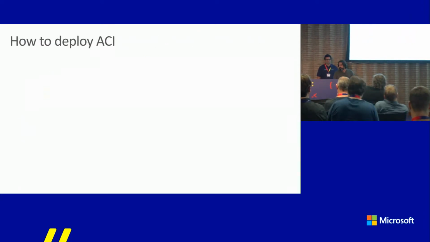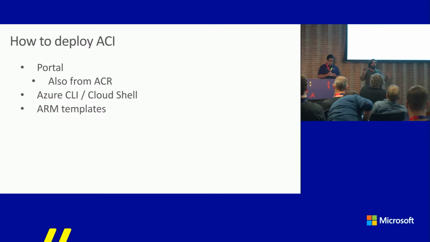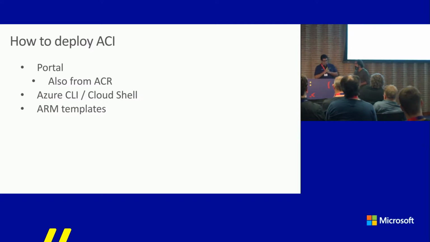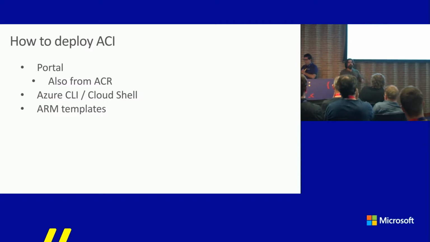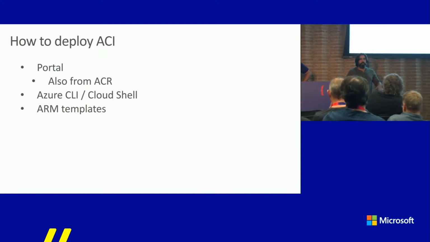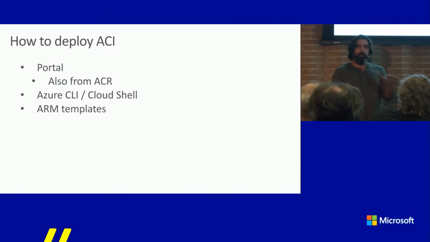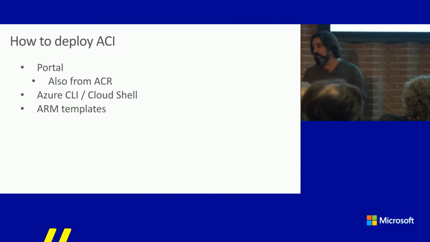So, ways to deploy ACI. Of course, the portal, that's the simplest experience you can think of. There's a tab called Azure Container Instances. You get all the documentation from there. It's very simple. You just select the image you want to run and the resource group, and bam, you have a container running in Azure.